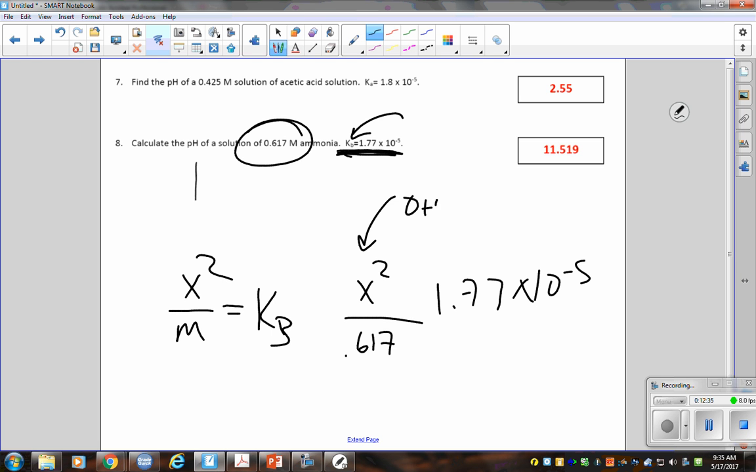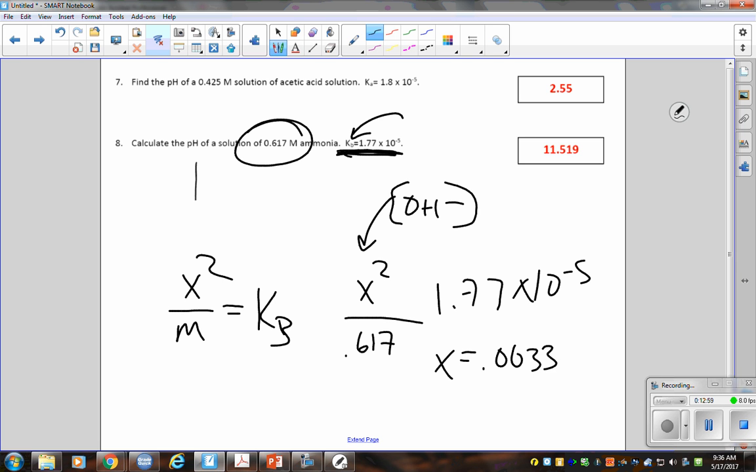So let me bust this out. What I'm going to do is I'm going to go 0.617 times 1.77 E negative 5. Boom. Square root. My x comes out to be 0.00330. That is my OH.